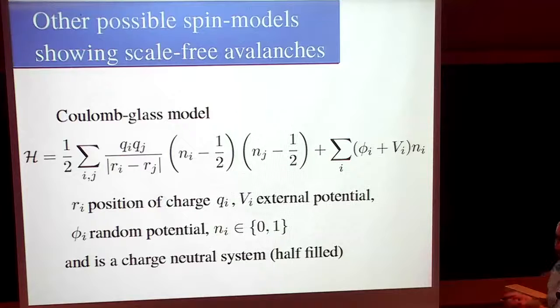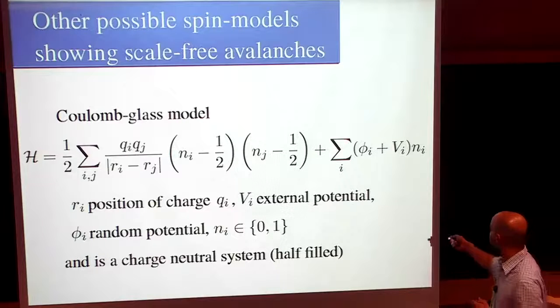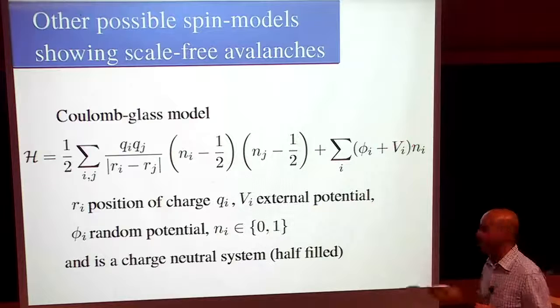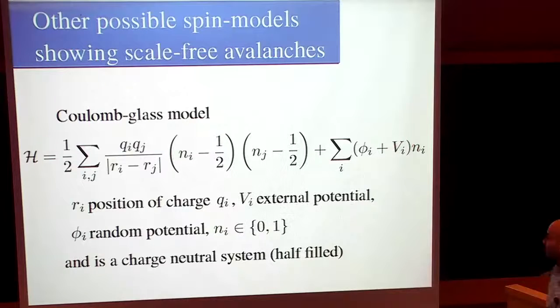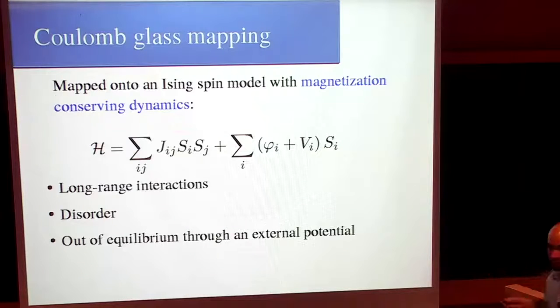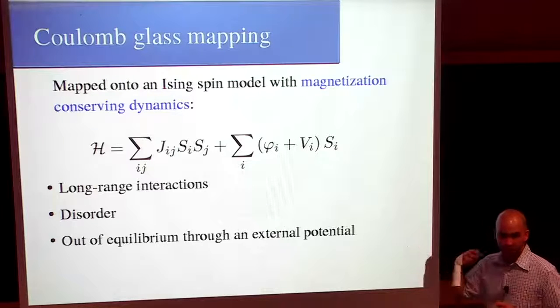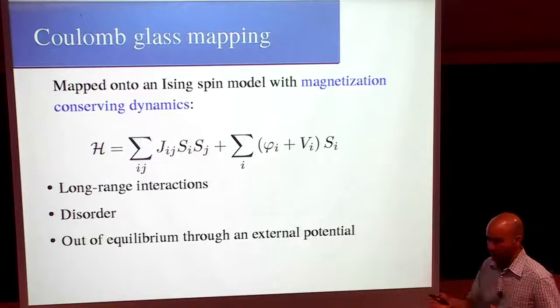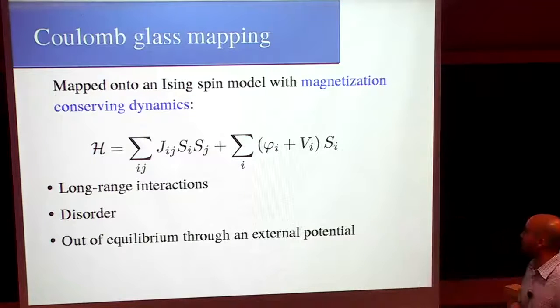Here the disorder comes into the system by random potentials, and the system can be driven out of equilibrium by an external electric field. The good thing is that we can map this model to a spin model, but with the condition that we have magnetization conserving dynamics. This guarantees particle conservation, so the system will stay charge neutral. And the A_ij are 1 over the distance.